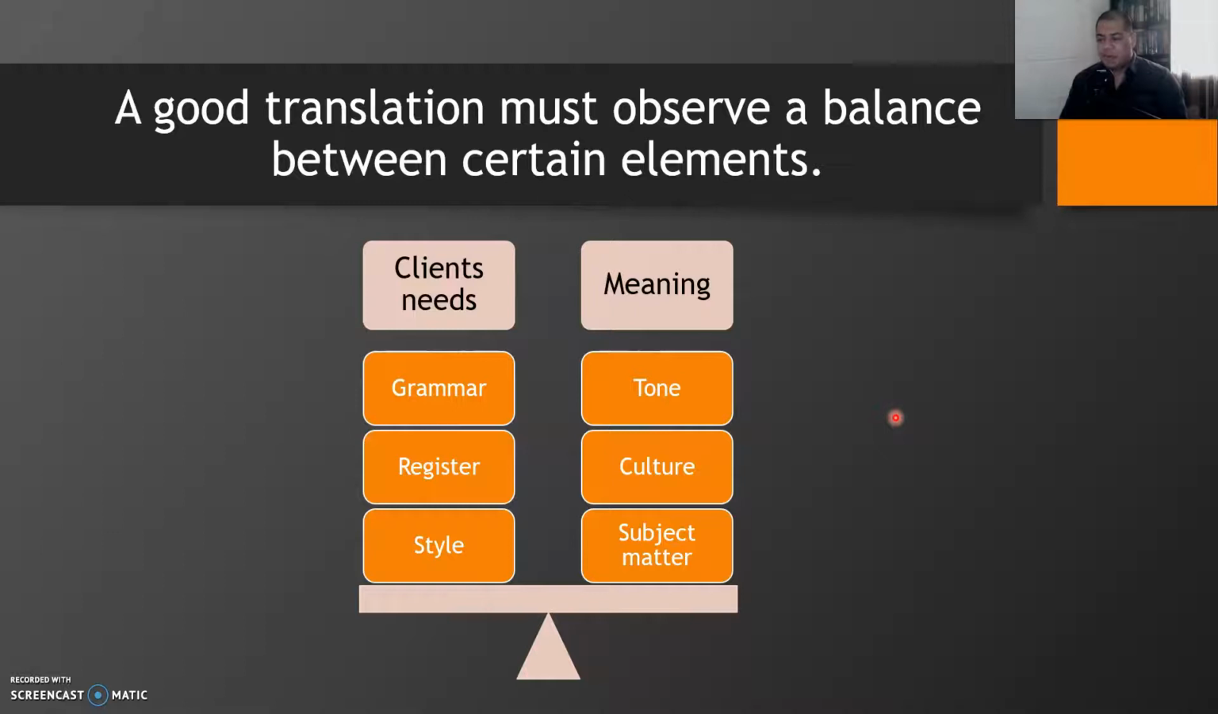The meaning, of course, that's one of the most important things when we are doing translation, that we are truthful to the meaning.